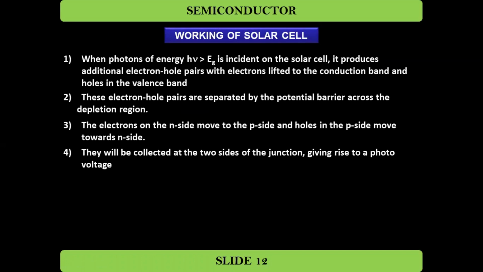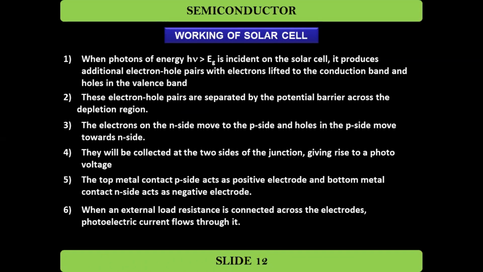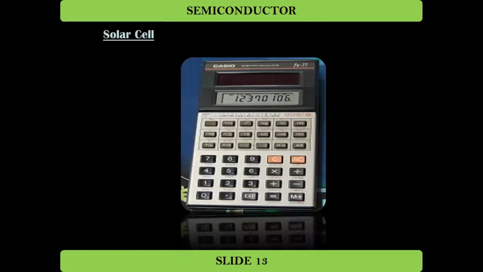These electrons are then collected at the two sides of the junction, and this gives rise to the current or photovoltage. In this case, you can see the top metal contact, the P side, will act as a positive electrode, whereas the N type will act as a negative electrode. Now you connect it across the load resistance, photoelectric current starts flowing through it, and you will get the output.